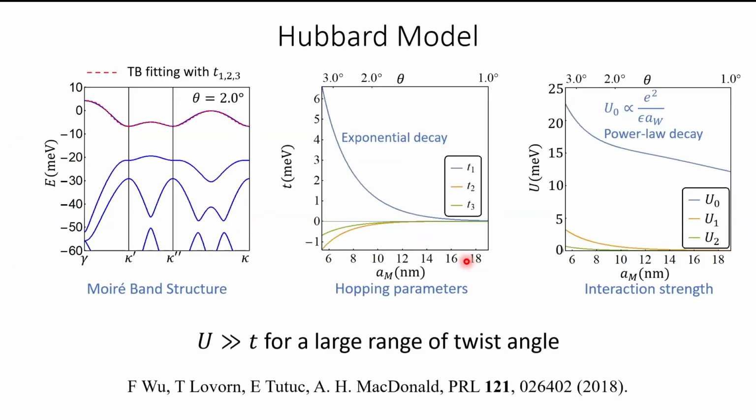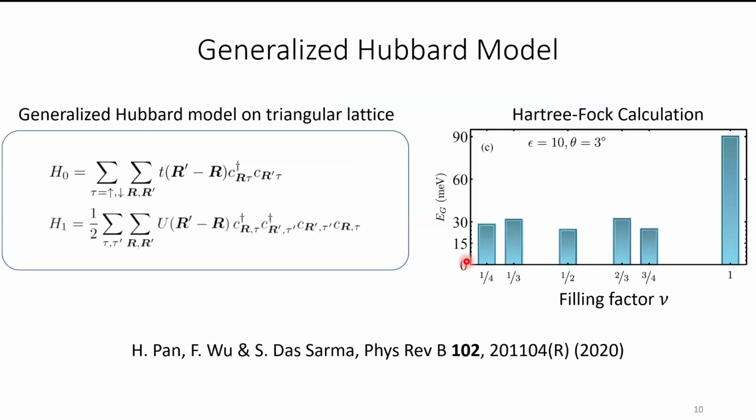At the beginning, we imagine realizing the Hubbard model, meaning that the on-site interaction is dominant. This can be achieved by metallic screening. But in reality, at least in most experiments, the off-site interaction, the long-range Coulomb interaction, cannot be ignored. So we call it the generalized Hubbard model. It's still on a triangular lattice. With this model, we investigated it.